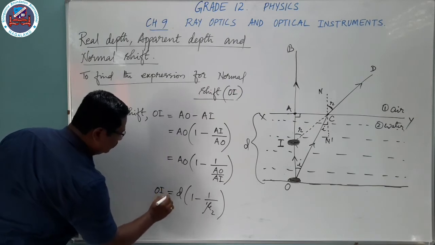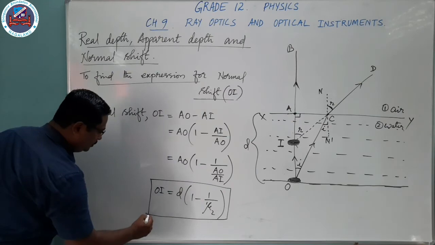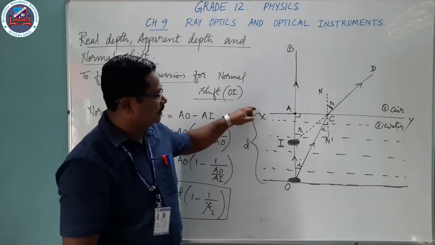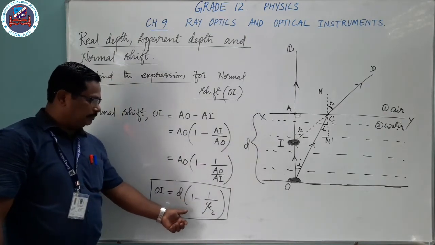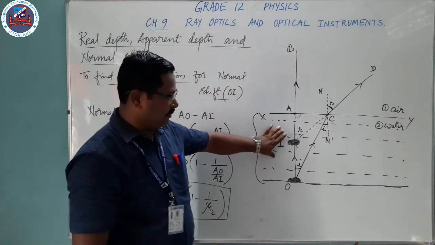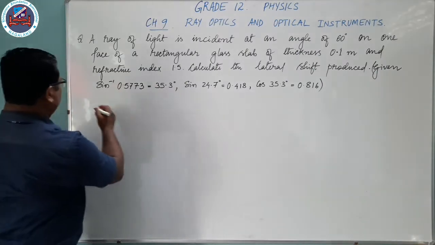So like this you'll get it. Normal shift OI will be equal to the depth of the liquid, or if you are keeping a glass slab here, the thickness of the glass slab, multiplied by 1 minus 1 by the refractive index of water if it is water and of glass if it is glass. Let us solve this question.